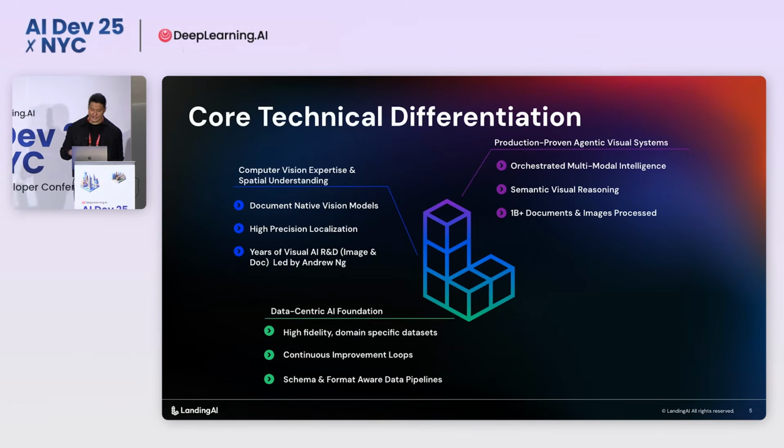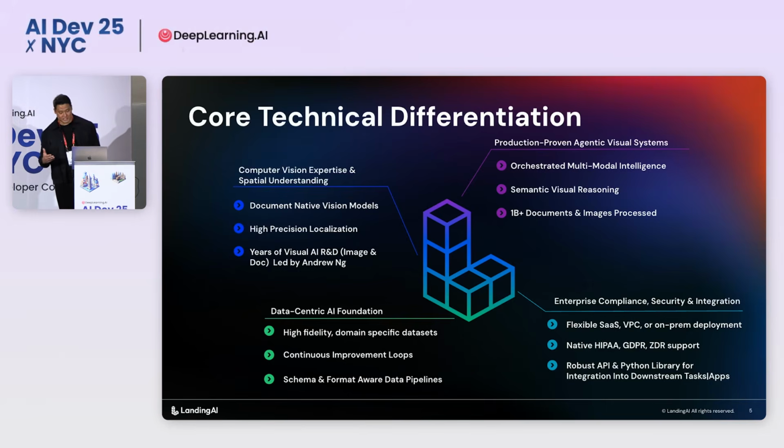And of course, data accuracy starts with the right data. We use high-fidelity, domain-specific data sets tuned for industries like financial services, healthcare, life sciences, legal, and much more. And we put in place a continuous feedback loop to be able to get smarter with every deployment, incorporating customer feedback directly into our product, and of course, new document patterns that we haven't seen before. And our schema and format-aware data pipelines maintain structure and consistency, ensuring outputs are ready for downstream systems without any additional post-processing or cleanup.